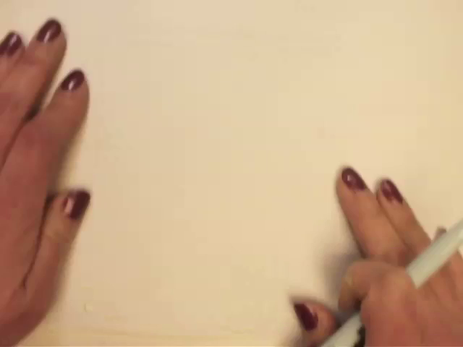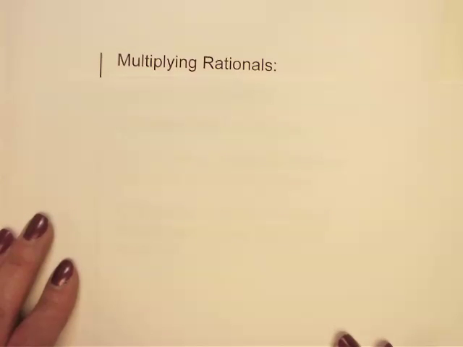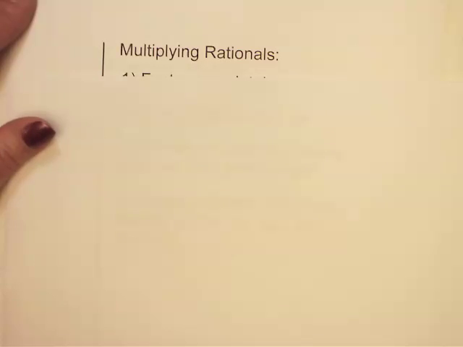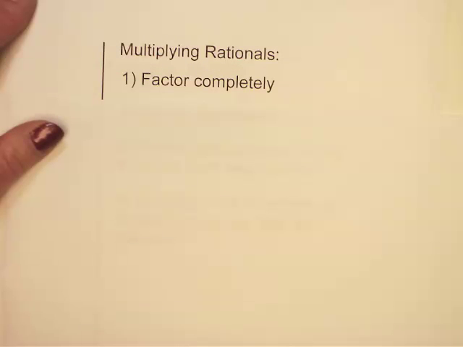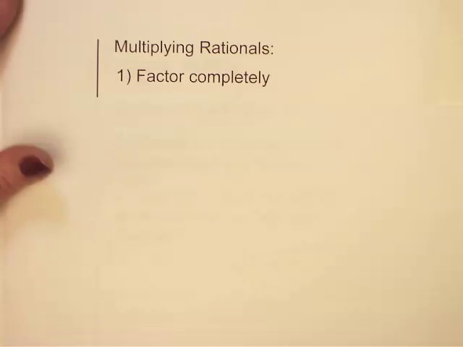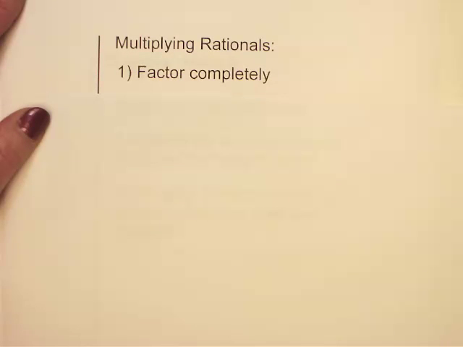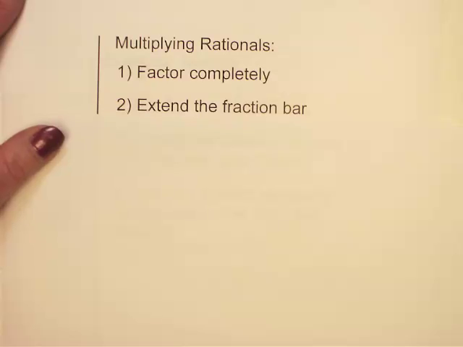To multiply rationals, the first thing we're going to do, exactly like I did in the examples, is factor completely. If you have a polynomial, you'll have to factor all the way. If you have a composite number, factor it down to its prime components. Number 2, after you finish factoring all the way, extend that fraction bar. Make one big fraction.